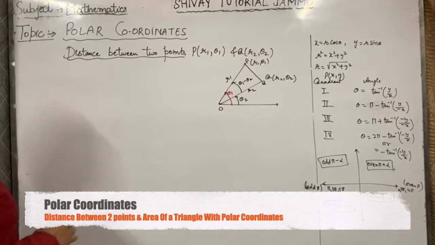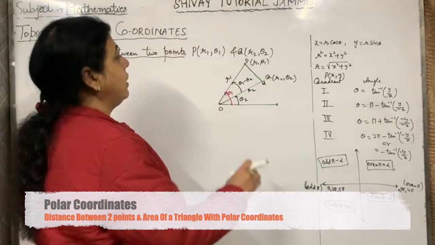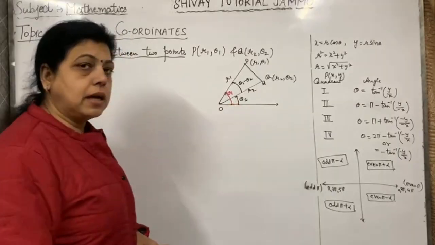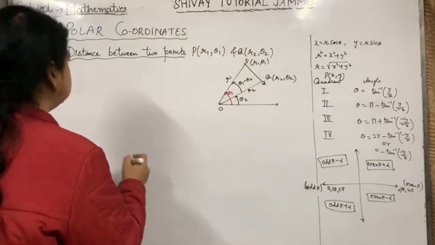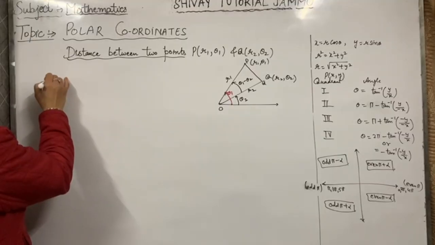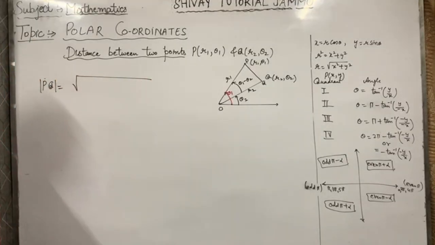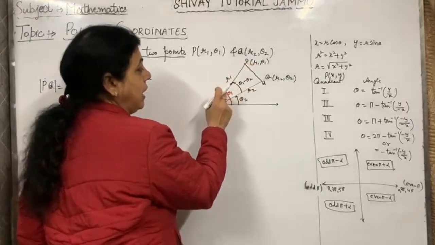Next, distance between 2 points with polar coordinates. First point is P (r1, theta 1) and second point is Q (r2, theta 2). And distance between P and Q will be root, clear?